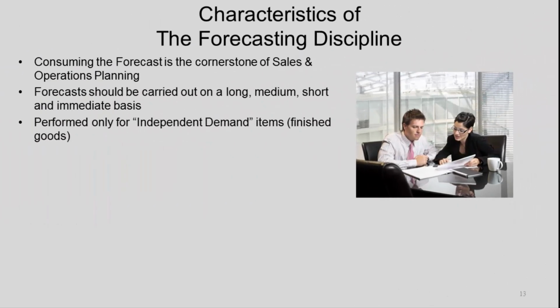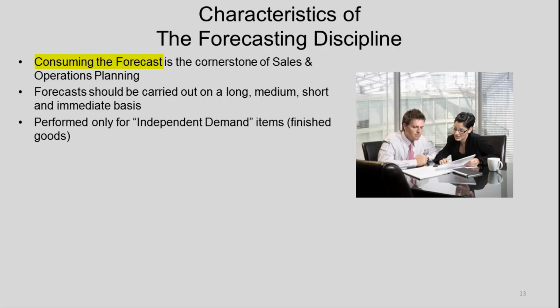Characteristics of the forecasting discipline. We're going to offer up some even further and equally important terminology. Consuming the forecast. This is the first time we've mentioned this explicitly, but we've actually talked about it quite a bit. And it is the cornerstone of sales and operations planning. What that means is we've talked over and over again about forecasting out into the future, and then actual activity starts to take place. Customers are buying goods. And then we look at the variances between what we thought was going to happen and what really happened. That's really what consuming the forecast is.